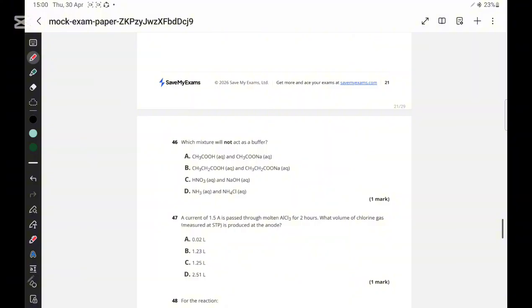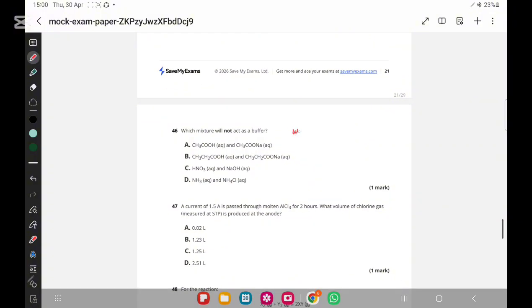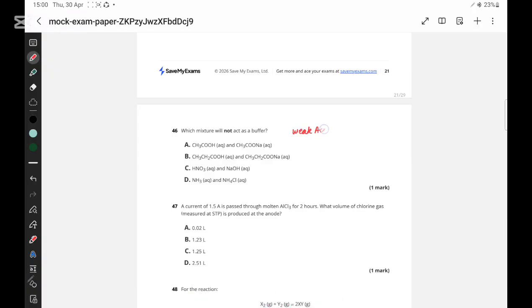Which mixture will not act as a buffer? For a buffer you need a weak acid and its conjugate base, or a weak acid and a strong base, or a weak base and a strong acid. So you can take either of them. But if you see option C, it is a strong acid and a strong base, so this could never be a buffer.